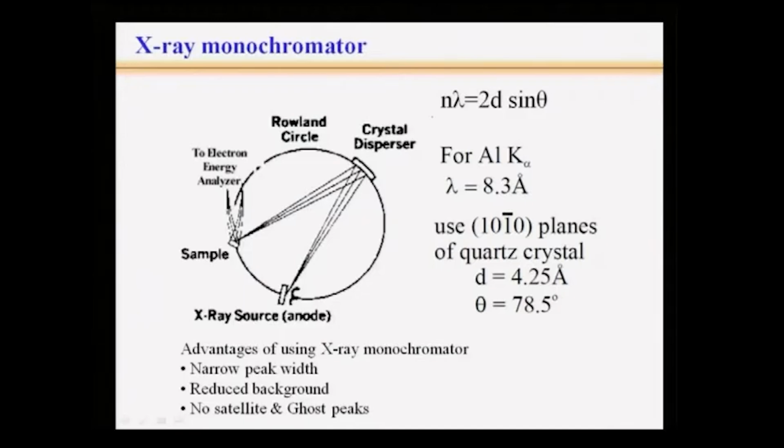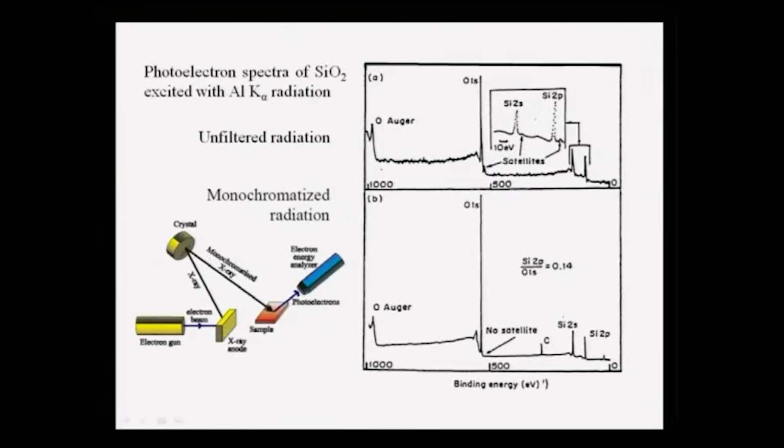Another important part of the instrument is the monochromator. The X-ray monochromator produces monochromatized X-rays. This is done by Bragg's law, as you see here. Bragg's law is n lambda equals 2d sin theta. If you use aluminum K alpha, 8.3 is the lambda, and if you use quartz plates, d becomes this and theta is this. So by using different crystal plates we can monochromatize and get exactly the aluminum K alpha and not the others, K beta or K alpha 2.